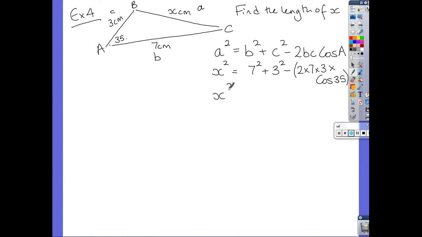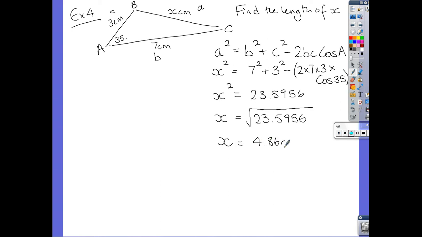So x squared, once we put that all through the calculator, comes out as 23.5956. Obviously we're not looking for x squared, we're looking for x, so we have to take the square root. The opposite of a square is the square root. So we take the square root of 23.5956 and we end up with 4.86 centimetres to 2 decimal places.